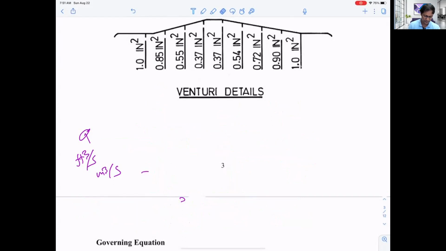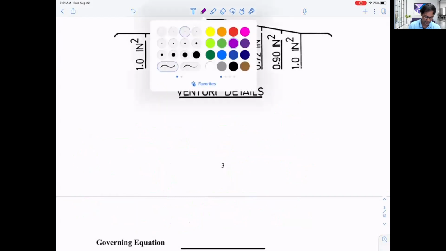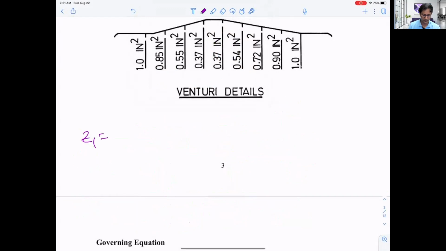So here you have to understand that we know Z is the elevation, or Z1 elevation, it's either in meters or in feet. So what about P over gamma? P is the pressure; pressure means what? Force per unit area. That means force is Newton and area is meter squared. So Newton over meter squared, right?